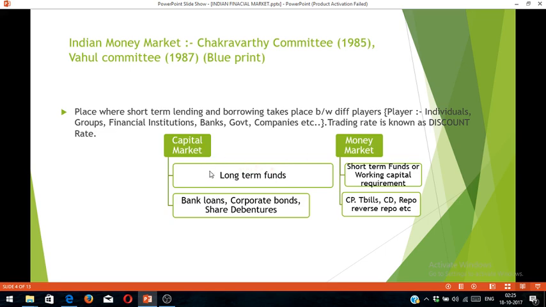The instruments in the capital market may be bank loans, corporate bonds, shares, or debentures. But in the case of the money market, they may be commercial papers, treasury bills, certificates of deposit, repo, or reverse repo. These terms I will discuss later in detail. Don't get confused by commercial paper, certificates of deposit and the like that I am mentioning.